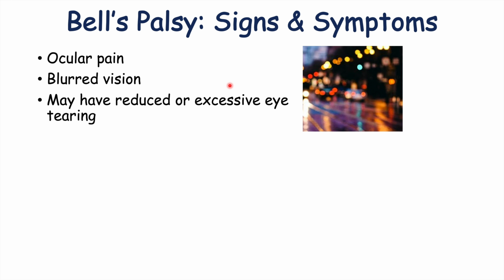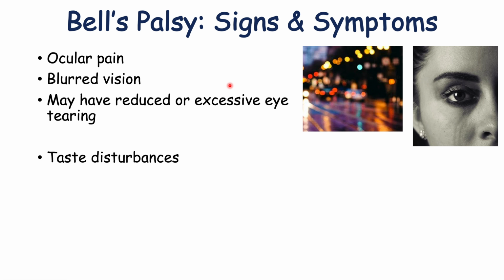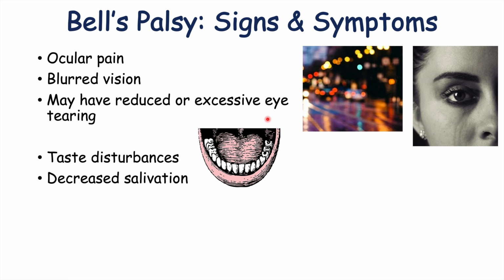Patients with Bell's palsy may have reduced or excessive eye tearing. They can also have taste disturbances. We mentioned that the facial nerve is responsible for the anterior 2/3 of the sensation of taste. They may also have decreased salivation. Patients with Bell's palsy may also have hyperacusis. Hyperacusis is due to the chorda tympani nerve branch being affected. So hyperacusis is a sensitivity to sounds. It makes the patient feel that sounds on the affected side are extremely loud. So that is hyperacusis, and that may occur with some patients.